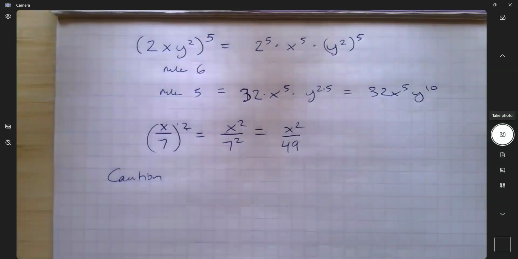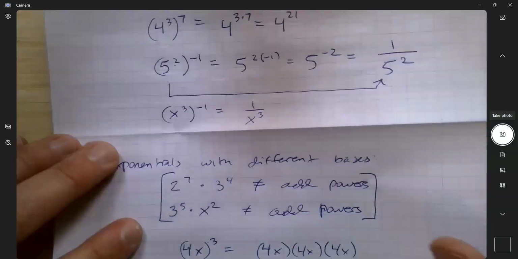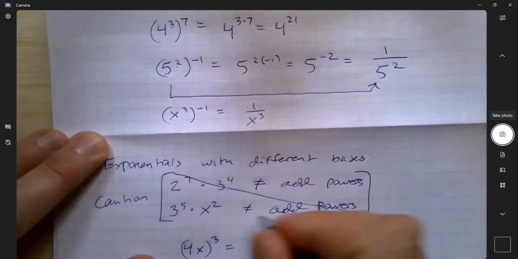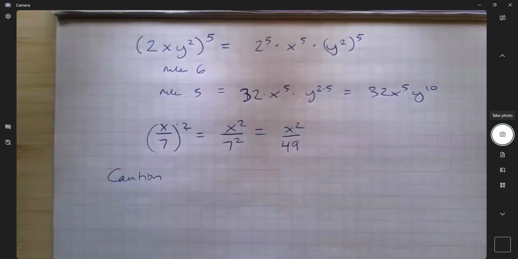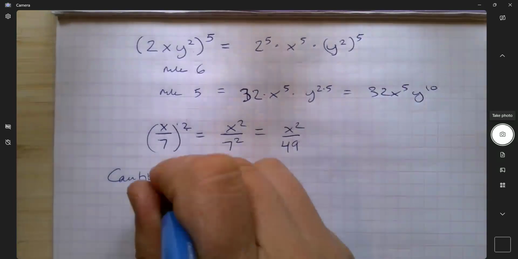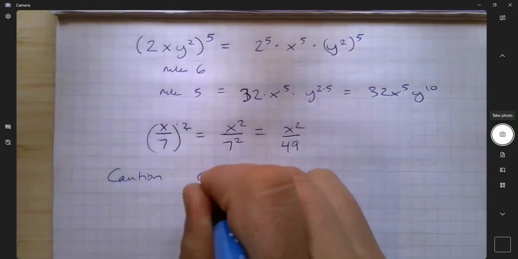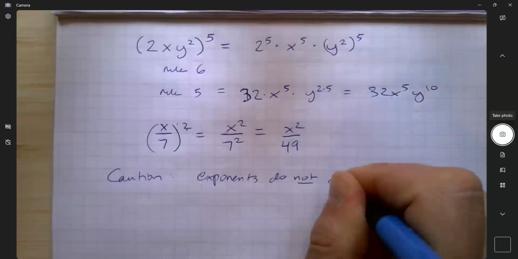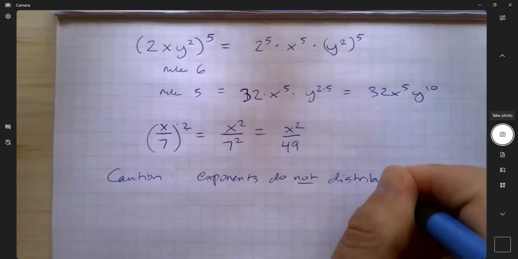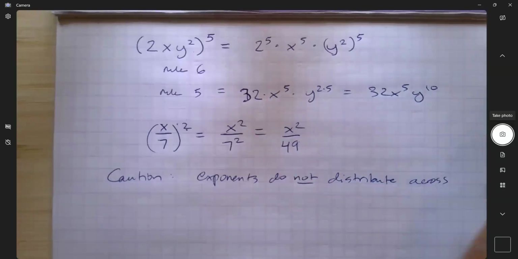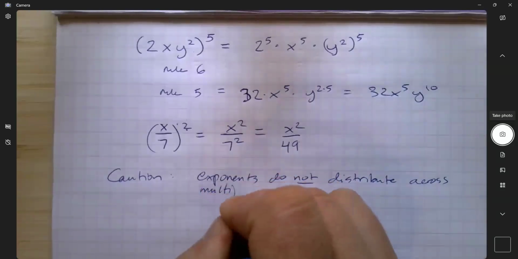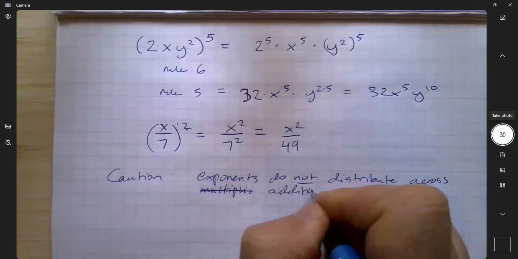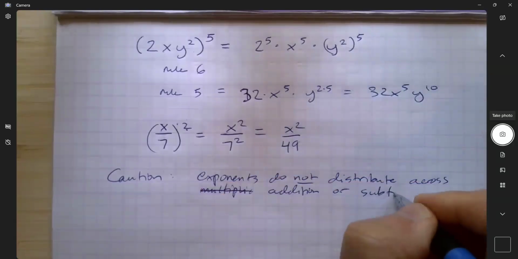Caution, and actually I'm going to go up here and cross that out. And here's another caution. Exponents do not distribute across multiplication. Nope, sorry, across addition or subtraction.